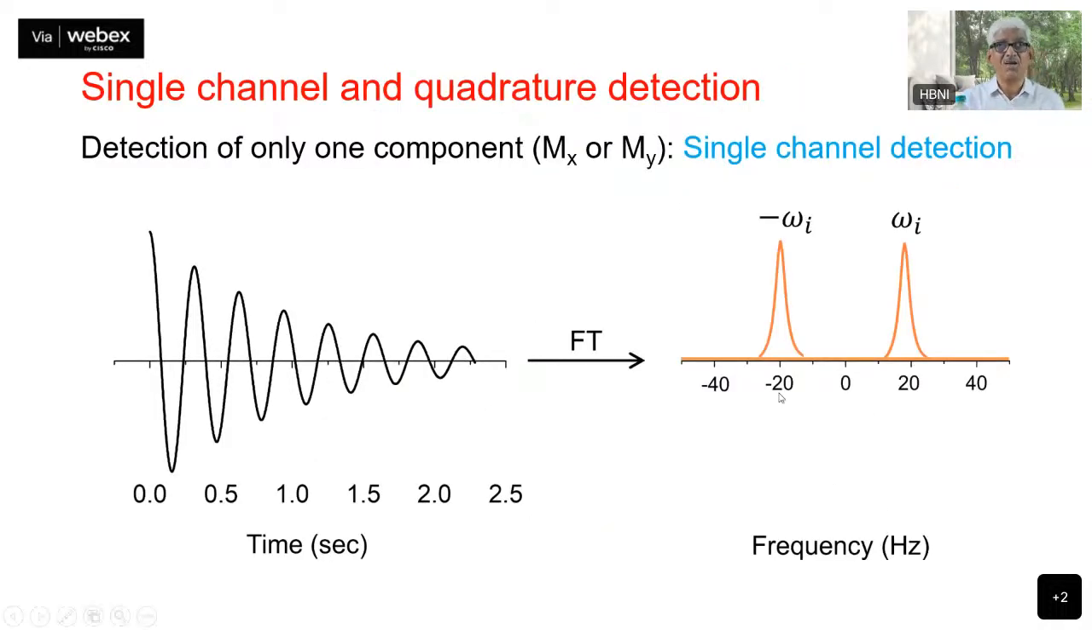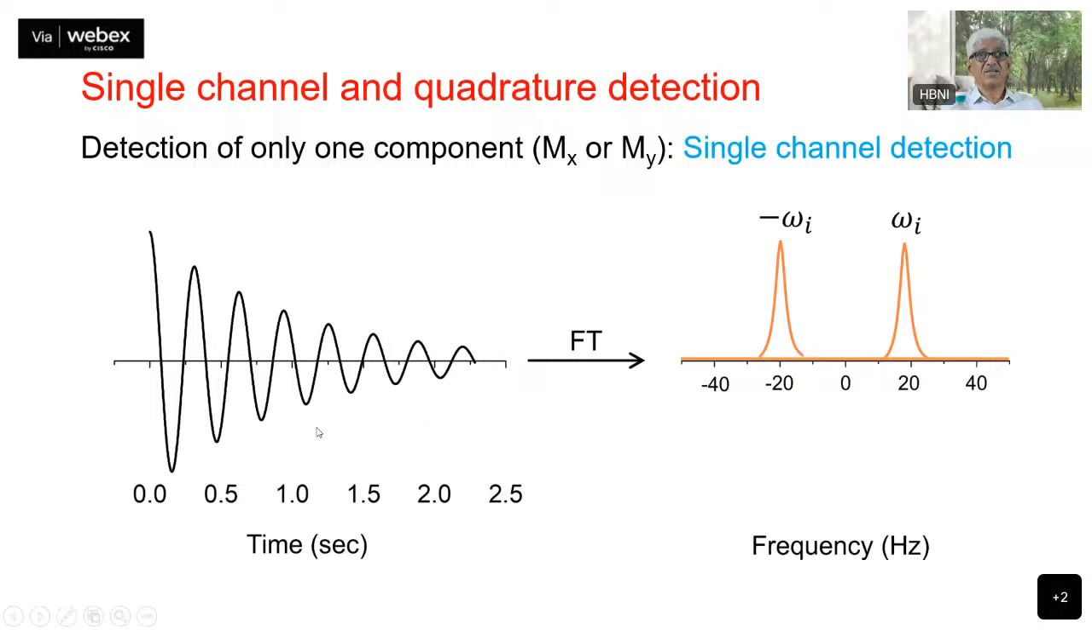Okay, now comes single channel and quadrature detection. So detection of only one component, mx or my, is called single channel detection. We often talked about how we detect the x component, we detect the y component. Suppose we detect only one component, then we call it single channel detection. So what is the consequence of that? Suppose I have an FID like this and I have detected the y component. Now I do a cosine Fourier transformation of this.